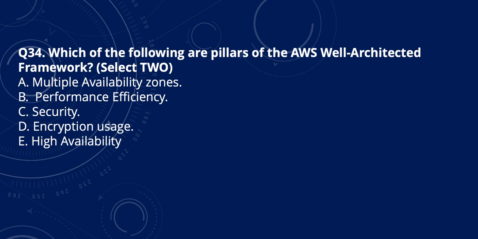Next, which of the following are pillars of the AWS Well-Architected Framework? Select two. So we need to select the two pillars of the AWS Well-Architected Framework. So we have option A, multiple availability zones. Option B, performance efficiency. Option C, security. Option D, encryption usage. And option E, high availability. So the correct answer here is option B, performance efficiency, and option C, security.